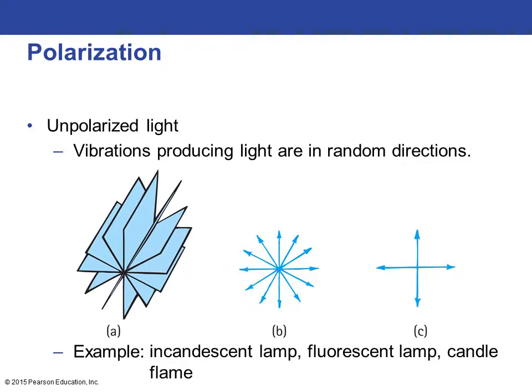So just like the ripple coming from a pond, regular light that's not what we call polarized is going to go out in all directions from a point. So just like the ripple in the pond goes out, light will move out from a central point where the light's emitted. It will move out in all directions. So for example, like an incandescent light, fluorescent lamp, candle flame.